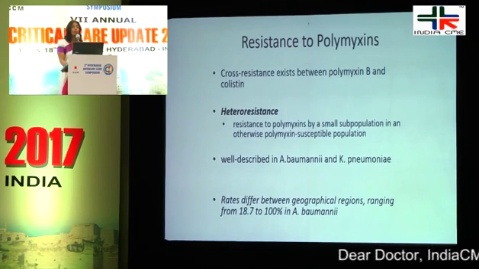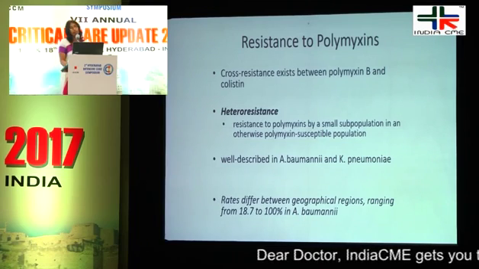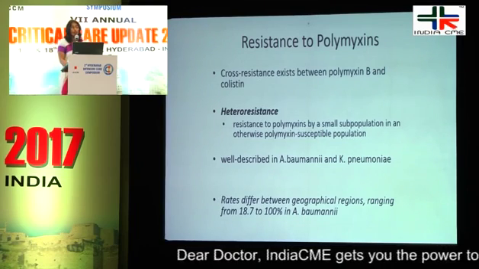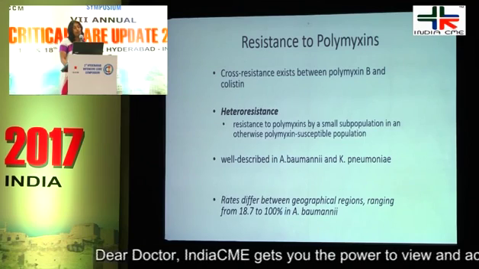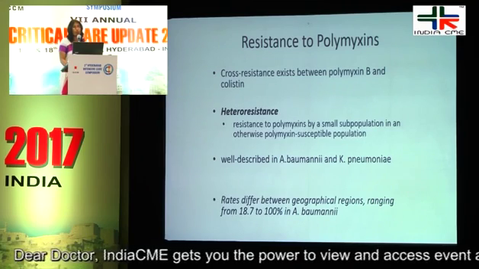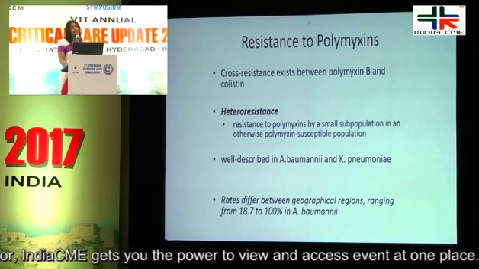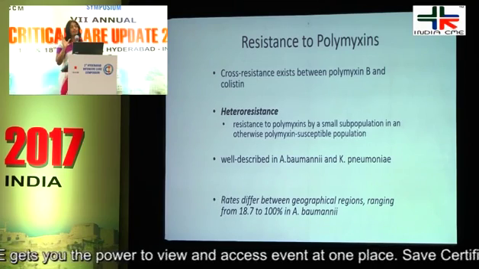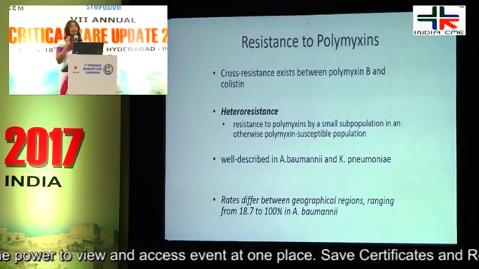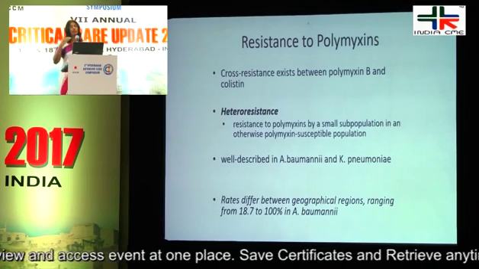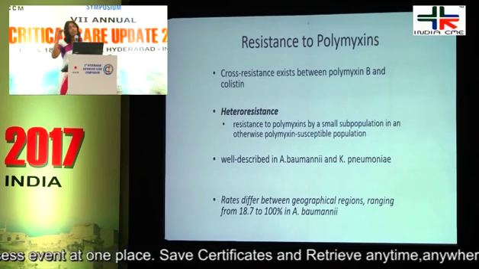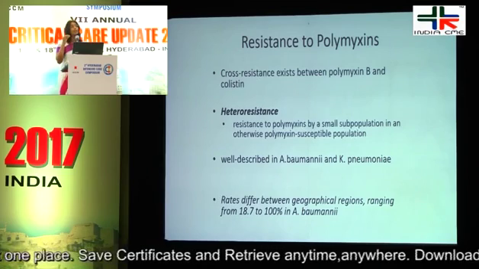The other important concept to note here is that of heteroresistance. This heteroresistance is very pronounced in patients who have Acinetobacter and Klebsiella pneumoniae. What we mean by heteroresistance is that there is a population of Acinetobacter or Klebsiella that is very sensitive to a polymyxin, so we are treating it. But within that sensitive population, there is a small subpopulation.